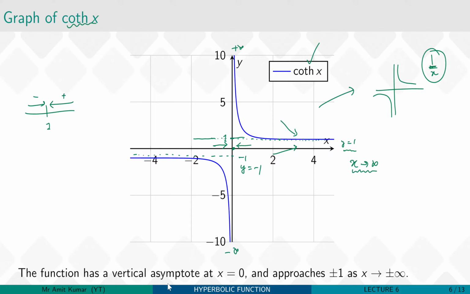Now, the function has a vertical asymptote at x equal to 0. That means the graph cannot cross or intersect the line, it never touches the line. Okay. And it approaches positive 1 and negative 1 as x tends to positive infinity and negative infinity. When x tends to infinity, the graph approaches y equal to 1 from the right hand side, and when x tends to minus infinity, the graph approaches y equal to minus 1 from the left hand side.